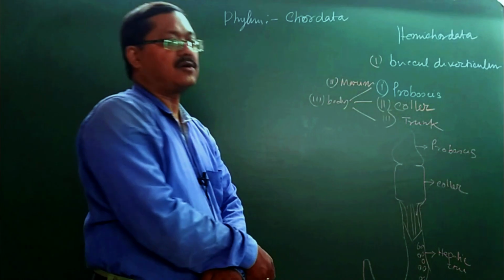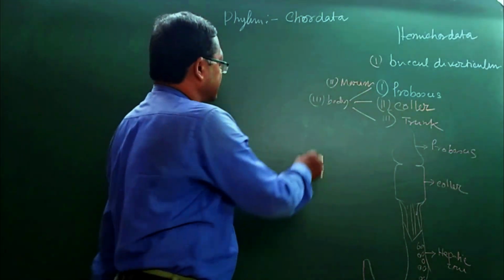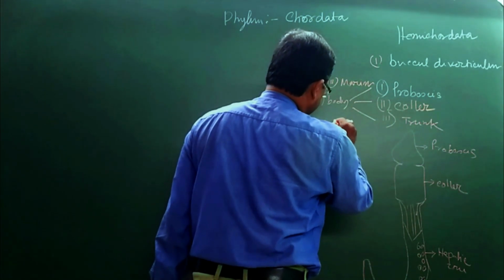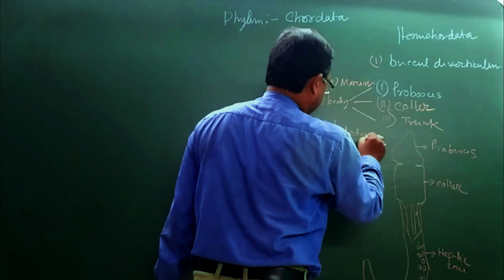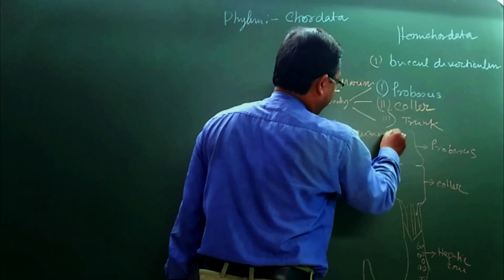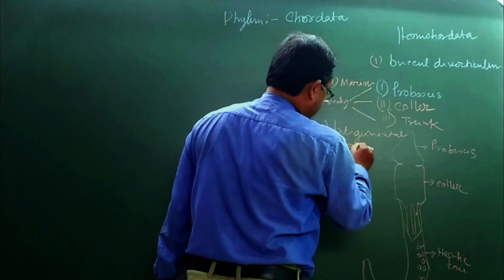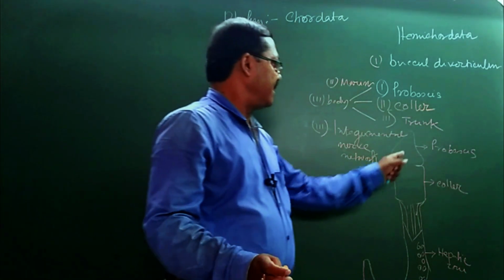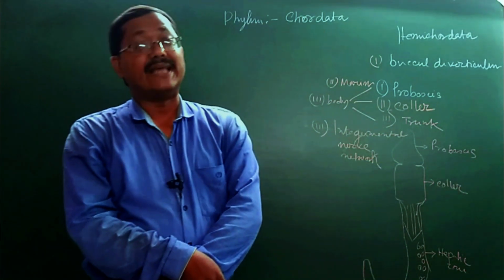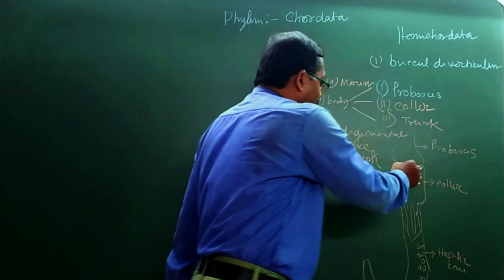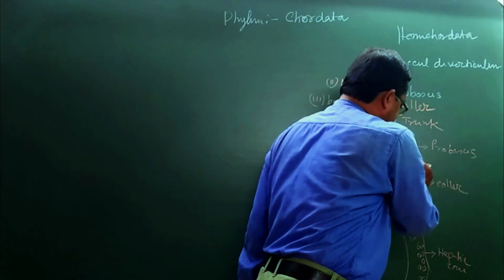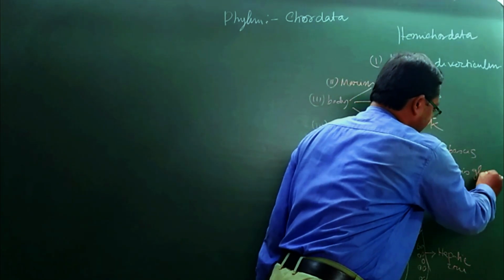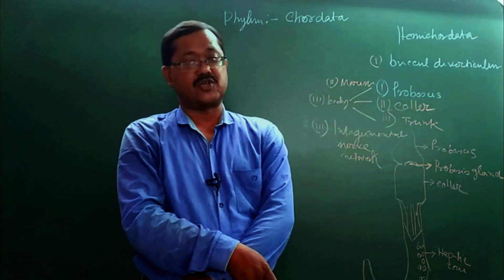Their nervous system is not well developed. They contain a nervous system of integumental nerve rings and an integumental nerve network. They excrete by means of the proboscis gland, which is present in the proboscis region. This proboscis gland helps in excretion and osmoregulation.